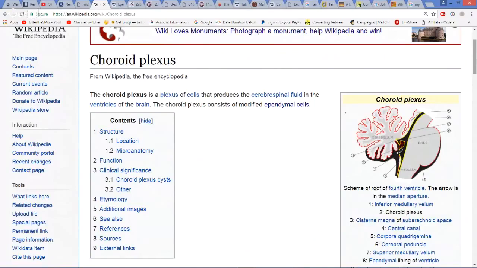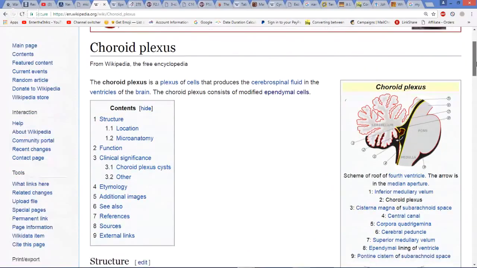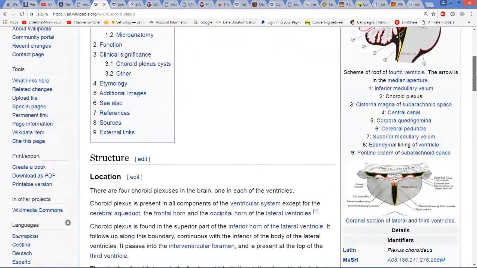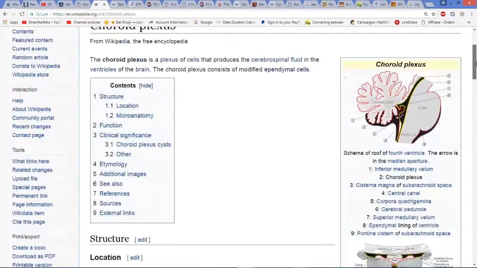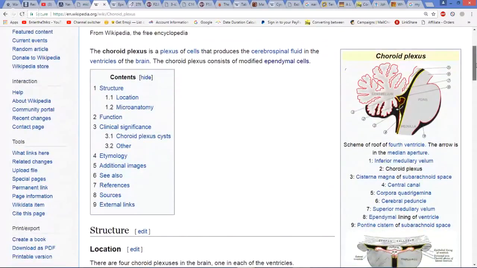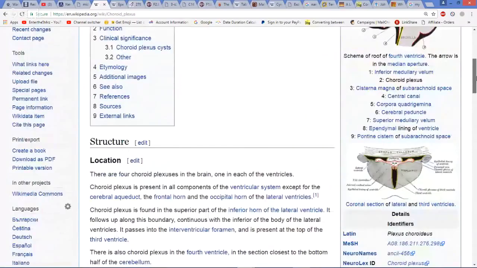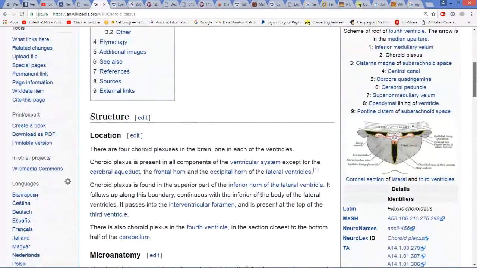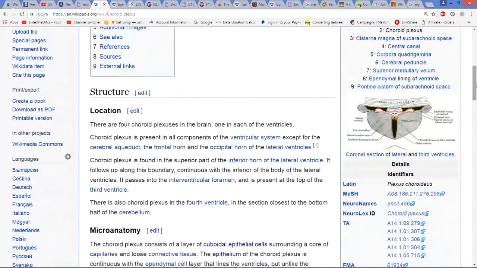And this is why these ventricles, which are these areas that hold the cerebrospinal fluid, provide this cerebrospinal fluid that flows in here. And it's infinite. It's like infinite waters. Now, there are 4 choroid plexuses in the brain, 1 in each ventricle. So there are 4 ventricles. Ventricles are simply just cavities.